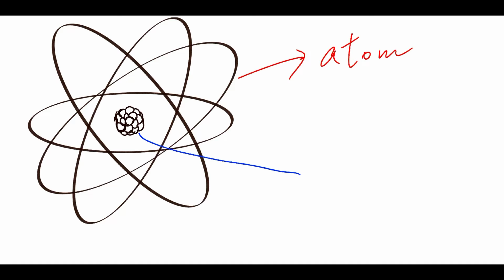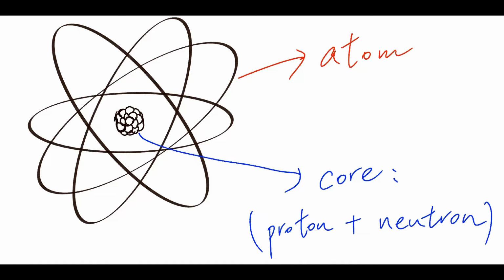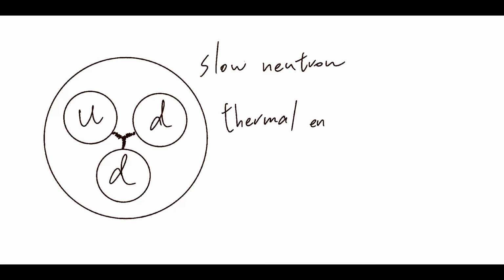First, this is an atom. Everything is composed of it, and its core is made of protons and neutrons. Then let's go into the core. Here is the model of a neutron, and its thermal energy is 0.025 electron volts. Let's move on to a closer look at slow neutrons.